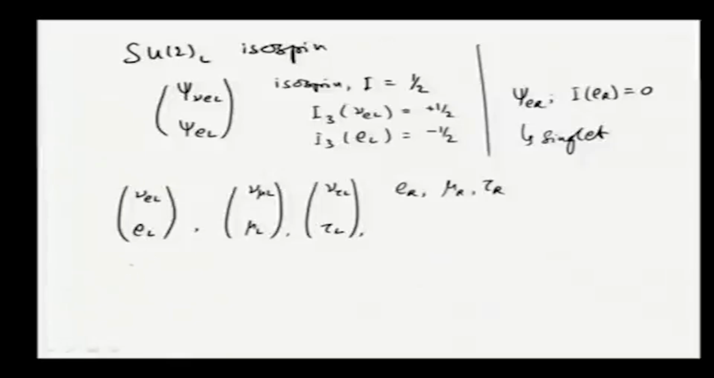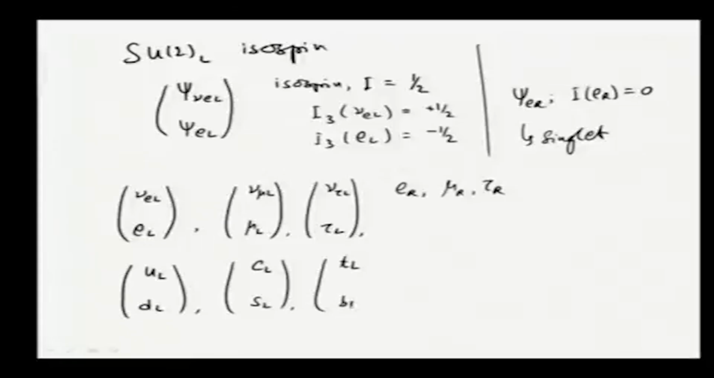And in the case of quarks, we will club U L and D L, C L and S L, top left handed and bottom left handed. Right handed fields are all singlets: U R, D R, C R, S R, T R, B R.